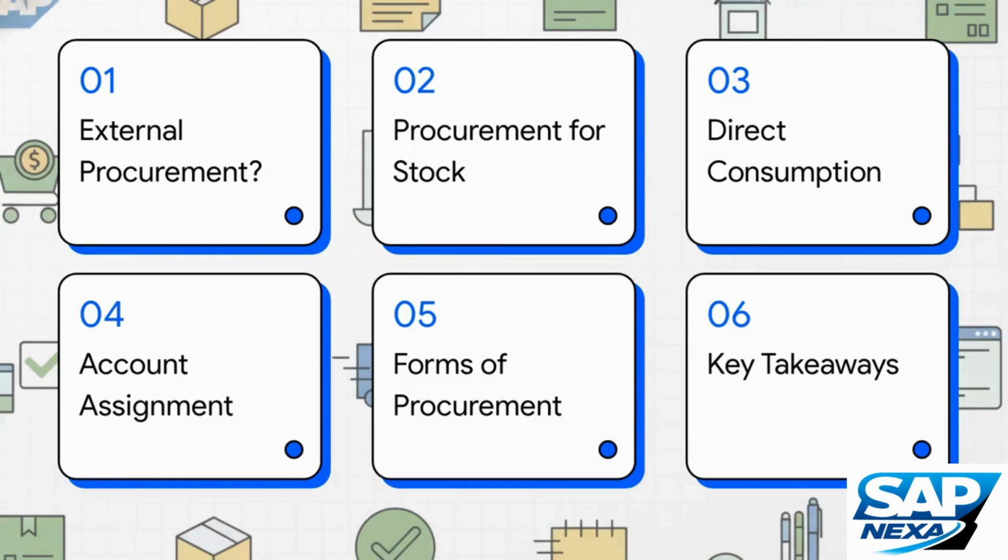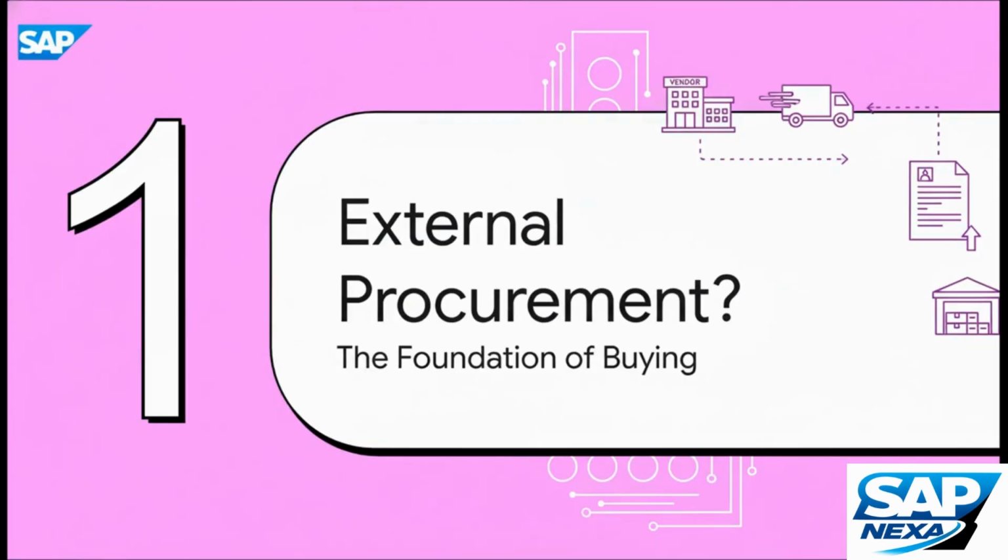So, here's our game plan. We'll kick things off with the absolute basics. Then, we'll dive into the two main ways you buy things, for your inventory or for immediate use. From there, we'll see how something called account assignment is the key to directing all the costs, we'll explore the different purchasing tools you have, and then we'll wrap it all up with some key takeaways. Ready? Let's jump in.